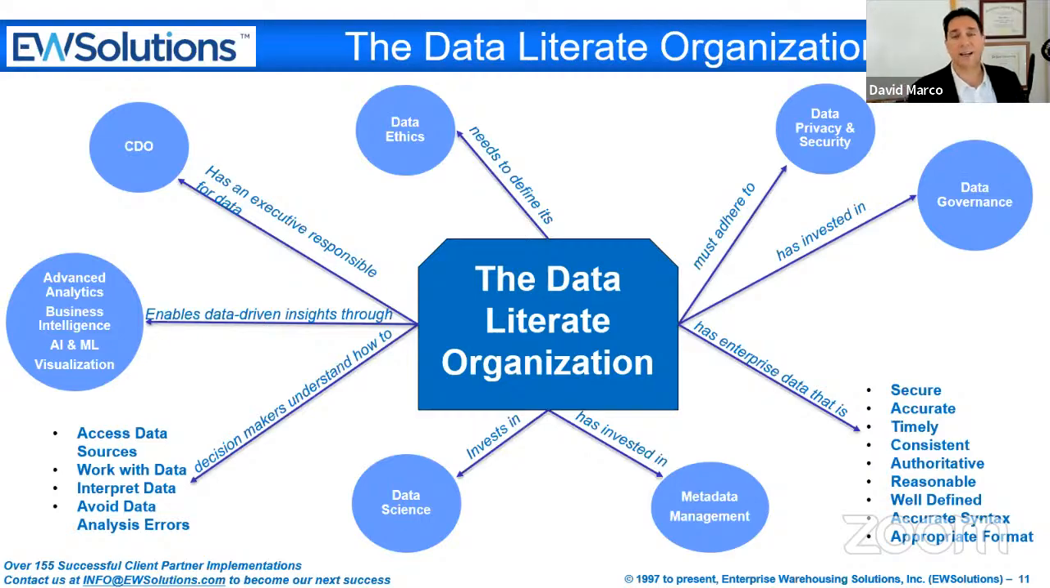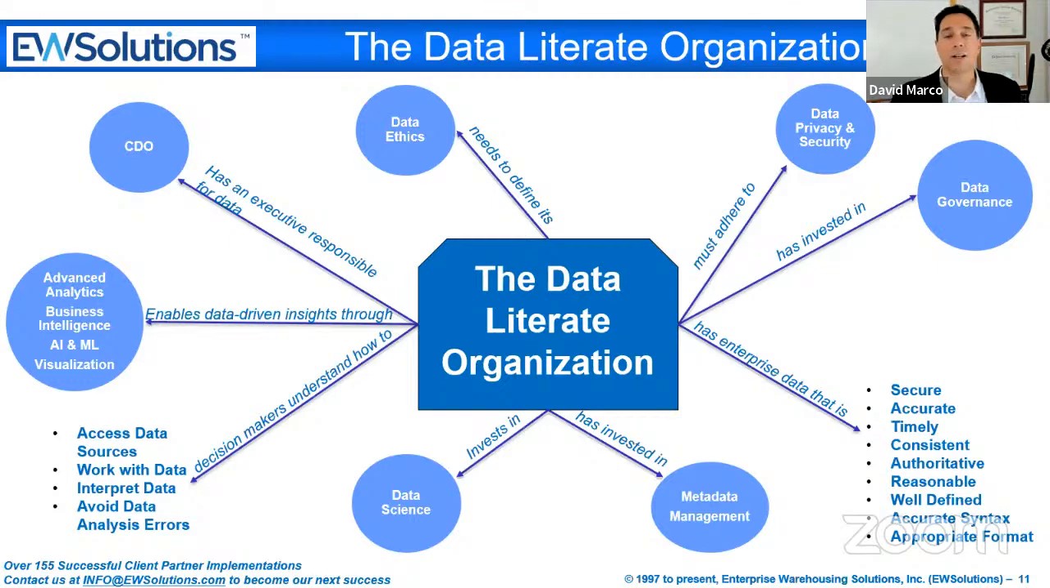Anyway, the data literate organization has decision makers who understand how to access their data sources, work with the data, interpret it, and avoid common data analysis errors. There are tons of those errors that can happen when we really don't understand how to use our data. Let me keep going. My goodness. Advanced analytics, business intelligence, artificial intelligence, machine learning, and visualization. These are all ingredients of the soup that is decision support and advanced data-driven decision-making.